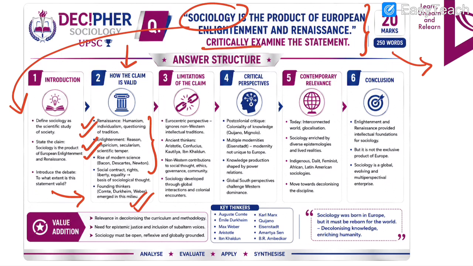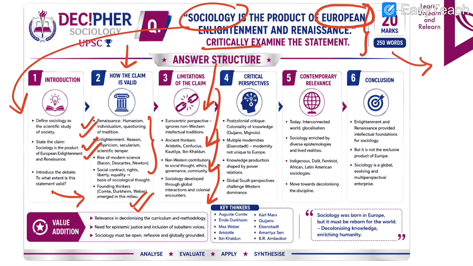Now, because it is critically examined, so the next part would be why it is wrong or what are the limitations of this particular claim. So, again here we are talking about the European aspect, right. We are ignoring the non-European influences in the emergence of sociology. So, here we can talk about Asian thinkers, non-Western contributions, and how this is an international phenomenon, and that is why restricting this particular emergence of sociology to one section of the world would be incorrect, right. So, this is how you will be giving a counterpoint to this statement.